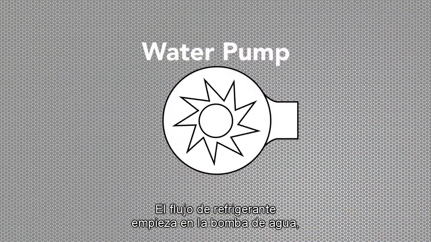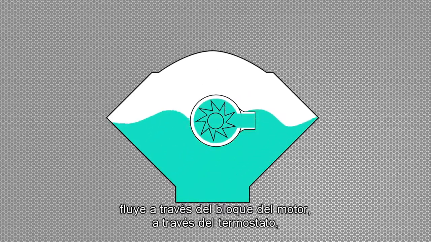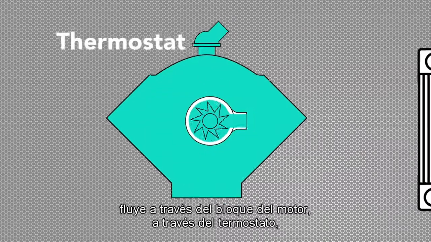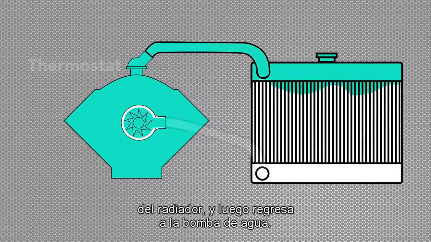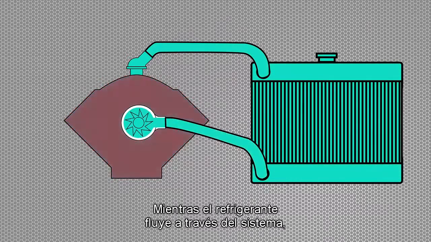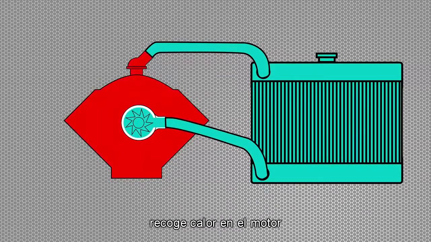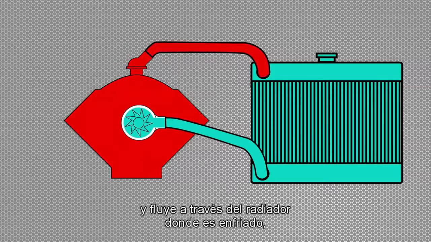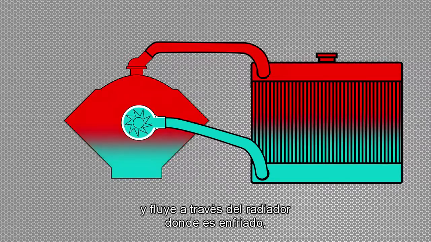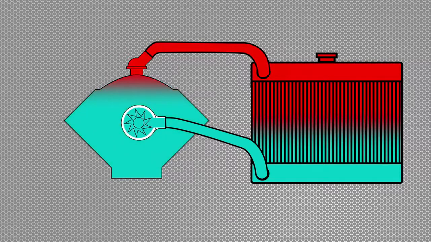The coolant flow starts at the water pump, flows through the engine block, through the thermostat, through the radiator, and back to the water pump. As the coolant flows through the system, it picks up heat in the engine and flows to the radiator where it is cooled and then returned to the engine.